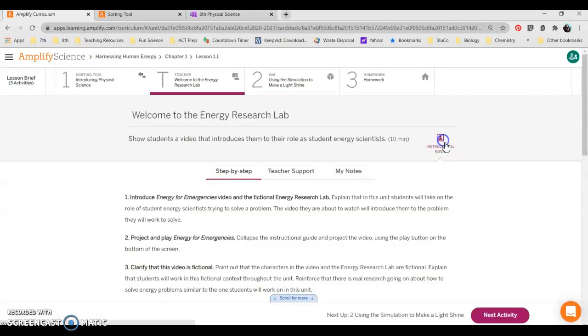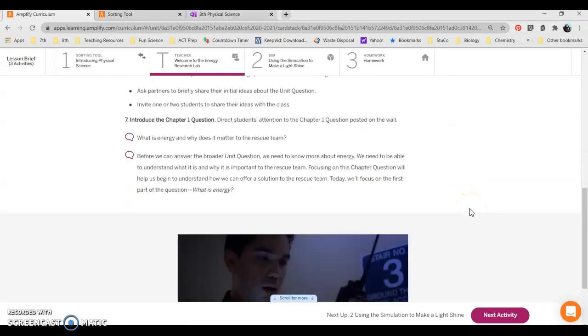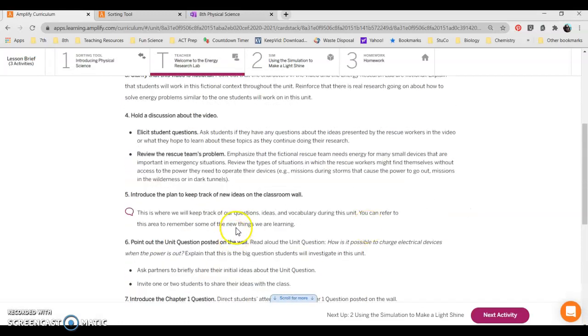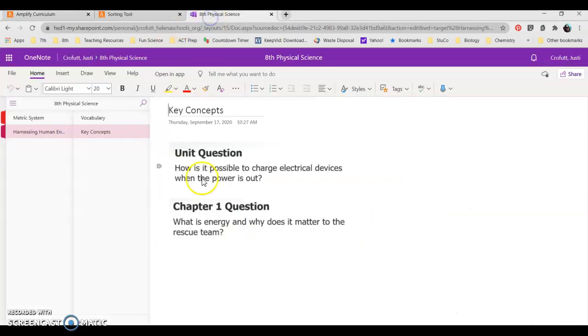All right, welcome back, guys. I just want to go through a couple things with you. First of all, let's talk about the unit question. If you haven't already, go to Teams and add the unit question and the Chapter 1 question to your notebooks under Key Concepts. Basically, you'll have a question that you're asked, and every key concept that we add will help you answer this question.